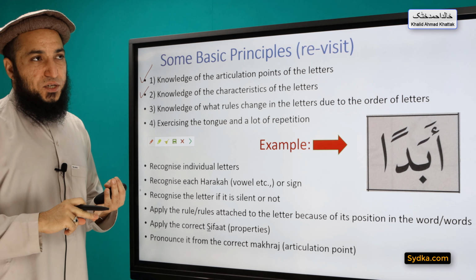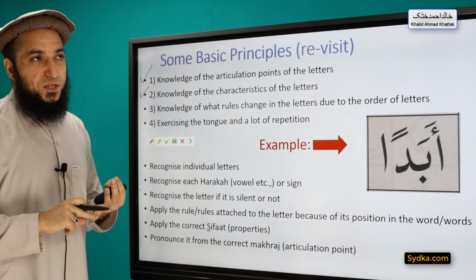So if we see here, alif is silent, and this one is not. Ba is not silent, dal is not silent, and alif is silent. So alif is silent, hamza is not silent, ba is not silent, dal is not silent, and alif is silent. So we recognize those ones.